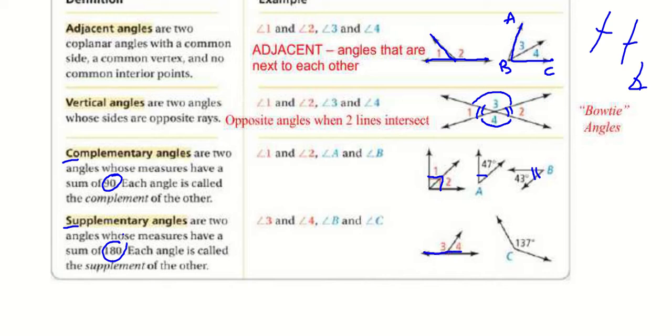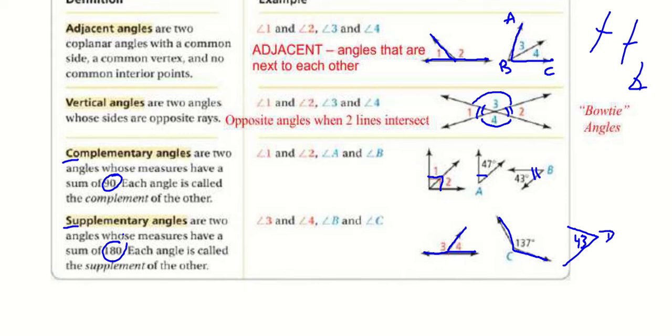So these angles form a straight line, so they're supplementary. And you might have an angle over here that's 137, and the other one apparently got cut off, which would be another one that adds to give you 180, so 43. And that would give you 180 degrees here.